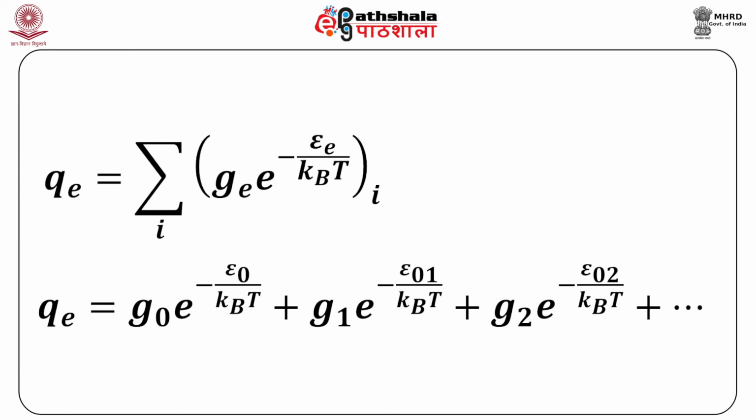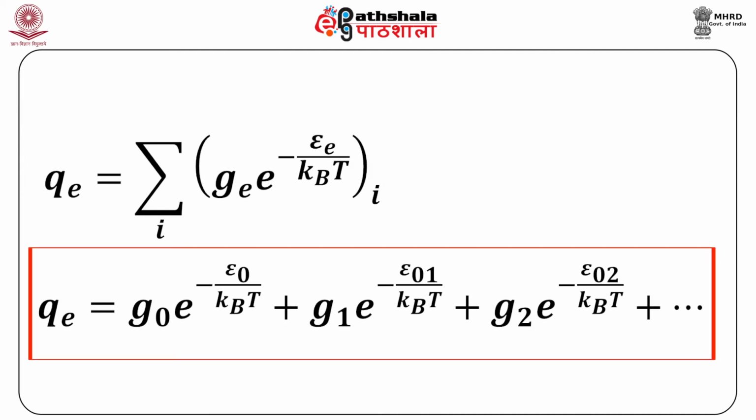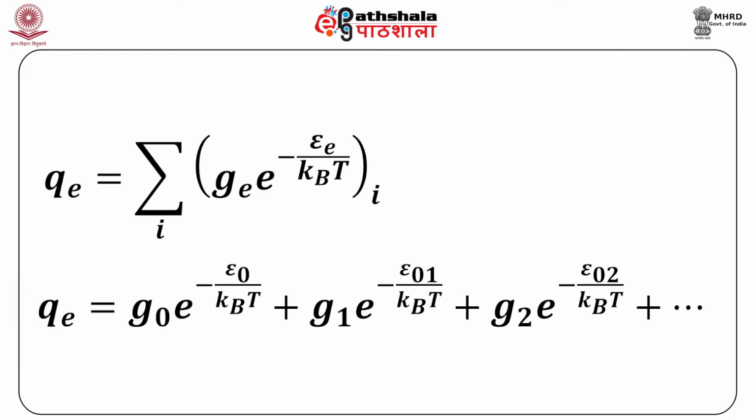If we expand this equation, this becomes, as you can see in equation 22, QE is equal to G0. G0 is the ground state degeneracy of the electronic state. Then e to the power minus epsilon 0 upon kBT plus G1. G1 is the electronic degeneracy of the first electronic state, then its energy epsilon 1, and so on. So that is the expanded form, and the summation will be over all electronic states.